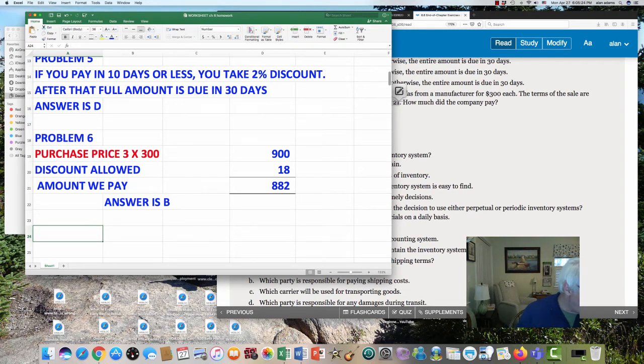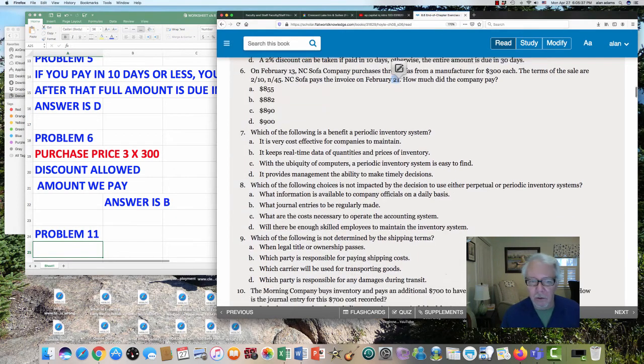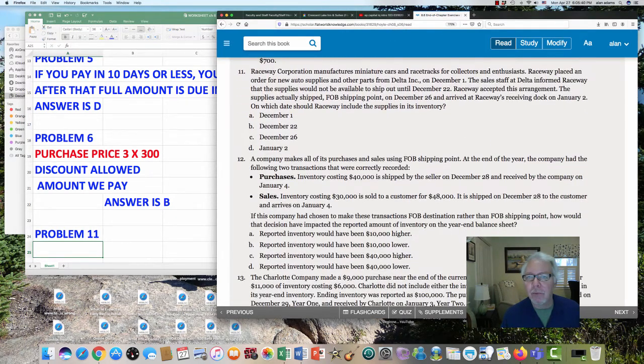Okay, next I asked you to try number 11, I think it was, in the book. Yes, page 310. We are a company called Raceway, all right? Problem 11. Let's read it together. Raceway Corporation manufactures miniature cars, and so on. Okay, we placed an order on December 1st. Sales said it won't ship until December 22. We accept that. The supplies actually shipped on December 26 and arrived at our dock on January 2nd.